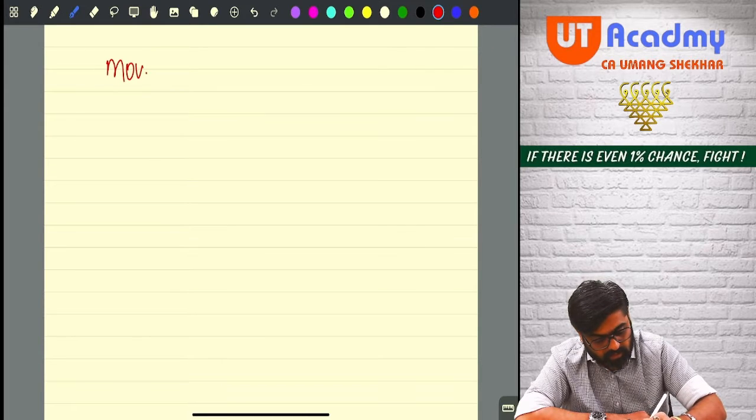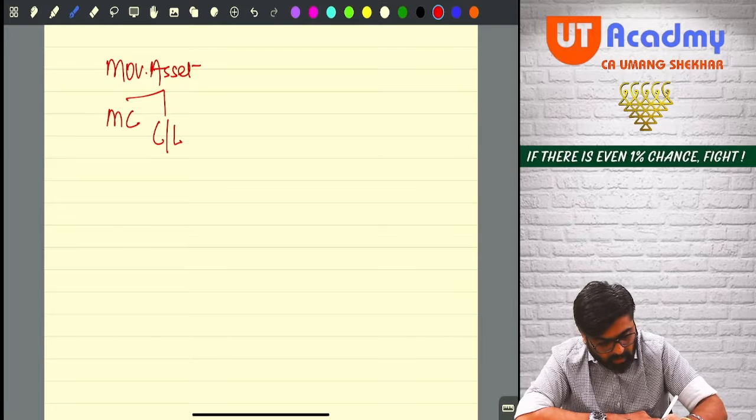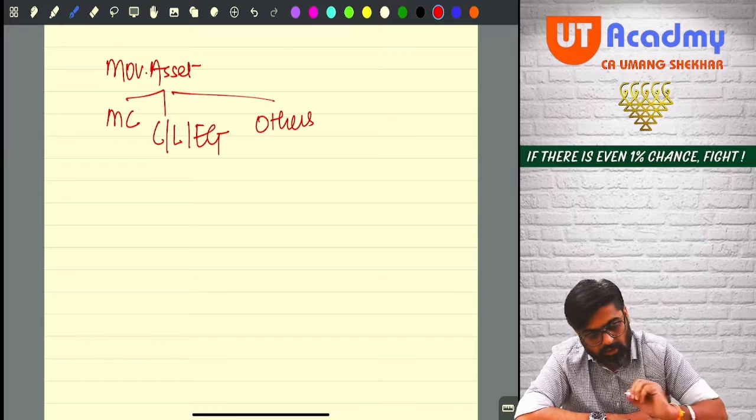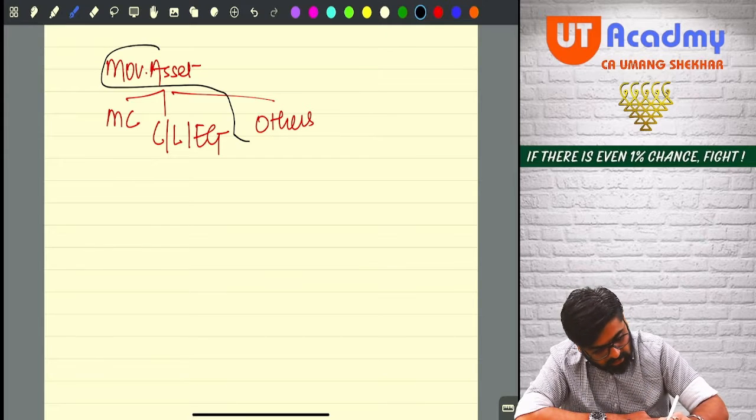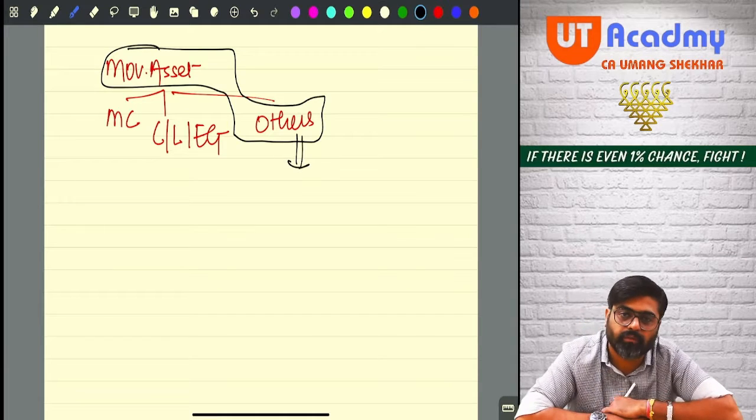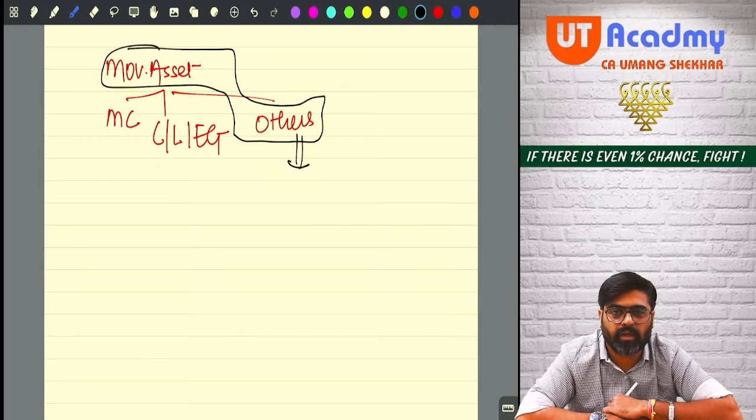Movable asset is motor car, computer, laptop or electronic gadgets or others. So I am talking specifically about those movable assets which are other movable assets. I am talking about these assets. On these assets, wear and tear is allowed at what rate? 10%. And that too also SLM basis. Okay, no?